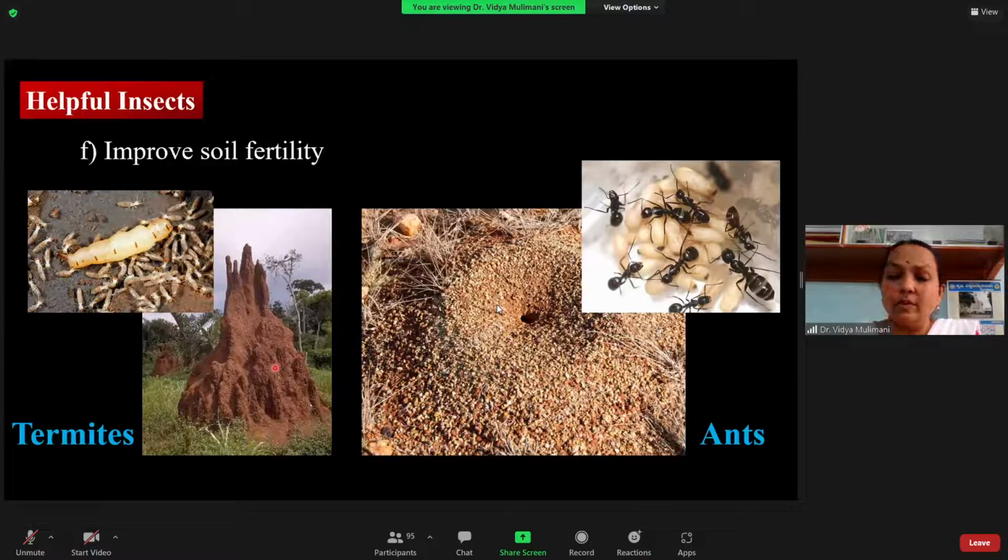We don't know the secret behind it, but the soil is highly fertile. The insect has mixed its excreta plus saliva, and that is why it has the stickiness, and you can easily make the snake and everything from it. So that is what you can see. It is highly fertile. Ants bring the soil from the lower layers up, so turning of the soil is done by the ants. So they improve the fertility of the soil.